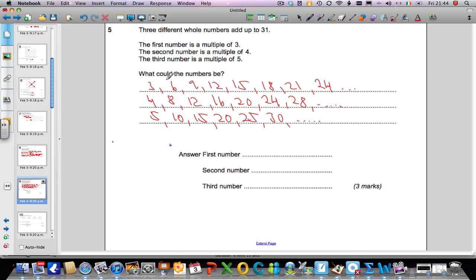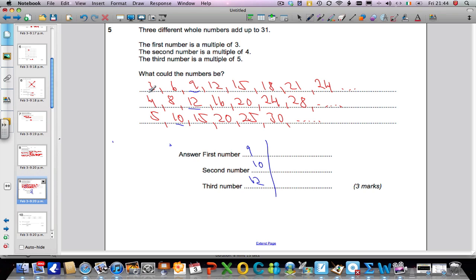Once you've had your times tables written out for each number, then it's a case of picking 3 numbers, one from each list, that adds up to 31. Now there's lots of different answers for this. I'm just going to give you 3. If you look closely, 9, 12, and 10 will add up to 31. So you could have 9, 10, and 12. They add up to 31.